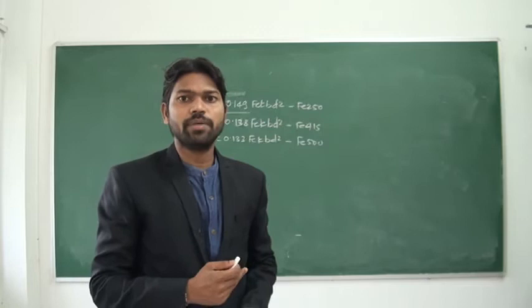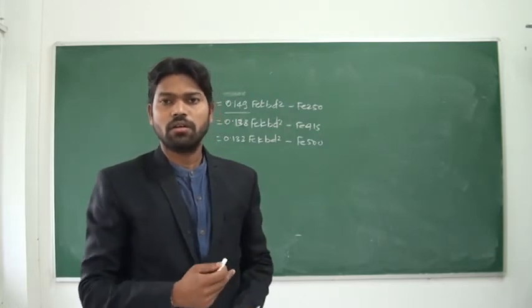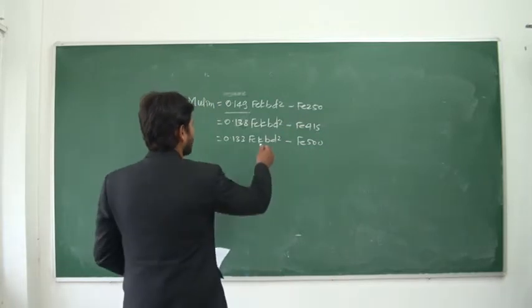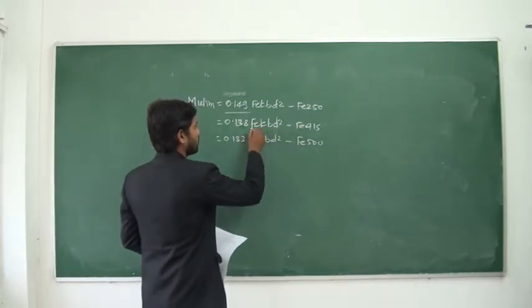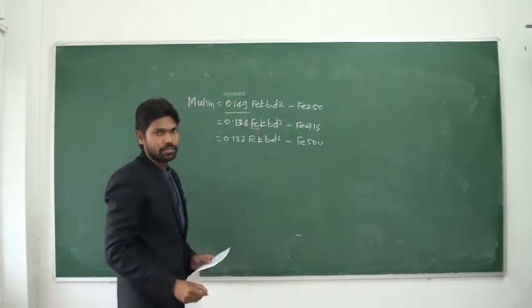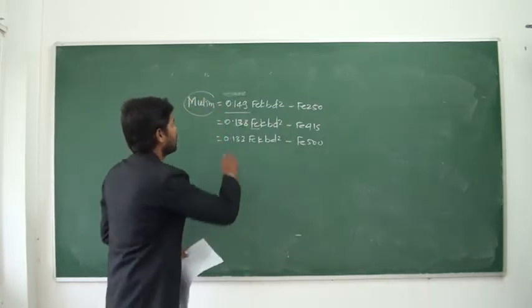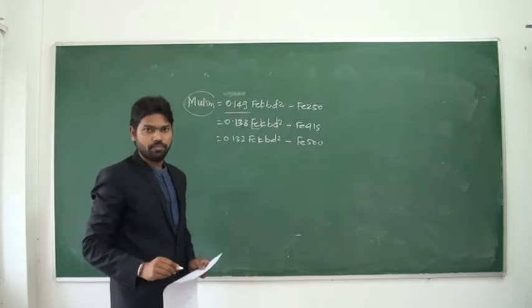So what is meant by limiting values? It means for given depth and width of beam, and for given grade of steel and concrete, the maximum moment of resistance offered by the beam will be given by this equation.